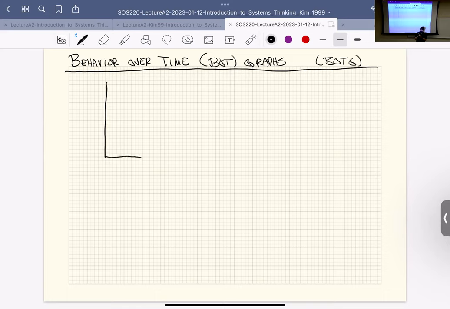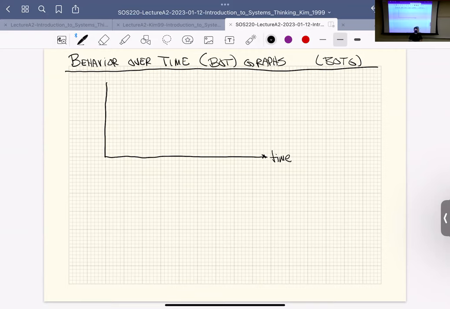A behavior over time graph has time on this axis. And in this class, we're not going to be using math or computation to solve for these. We're going to be sketching out cartoon behavior over time graphs, qualitative understandings of what things might happen.